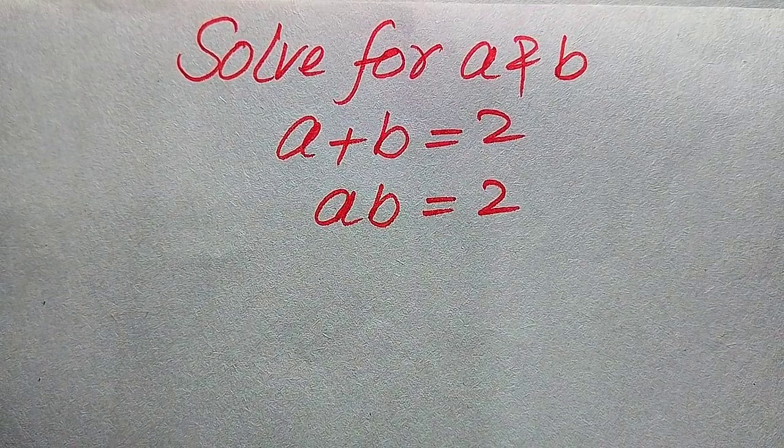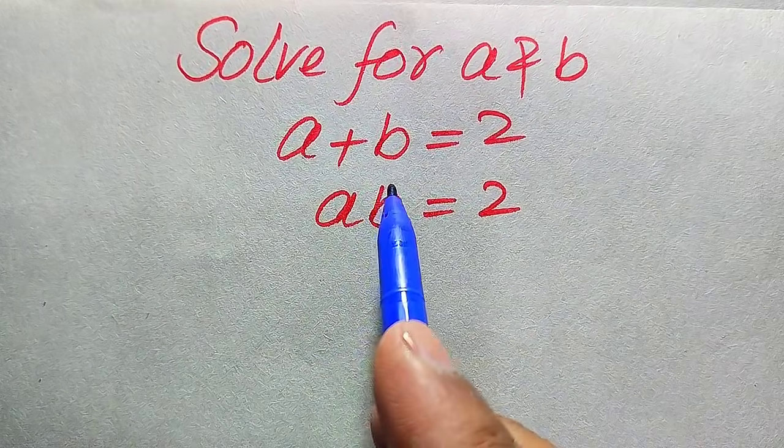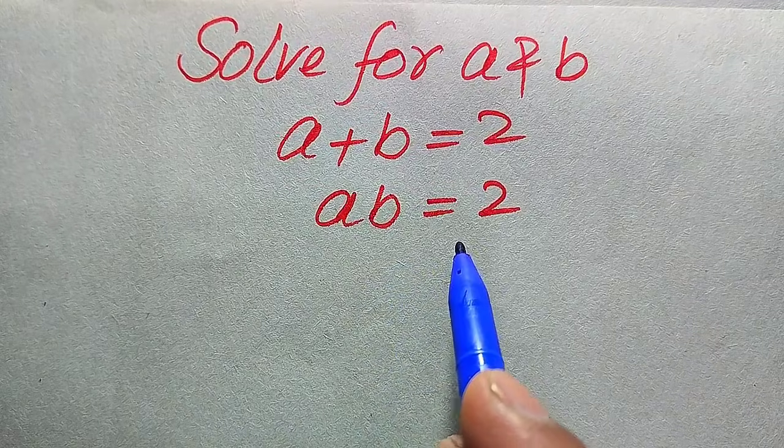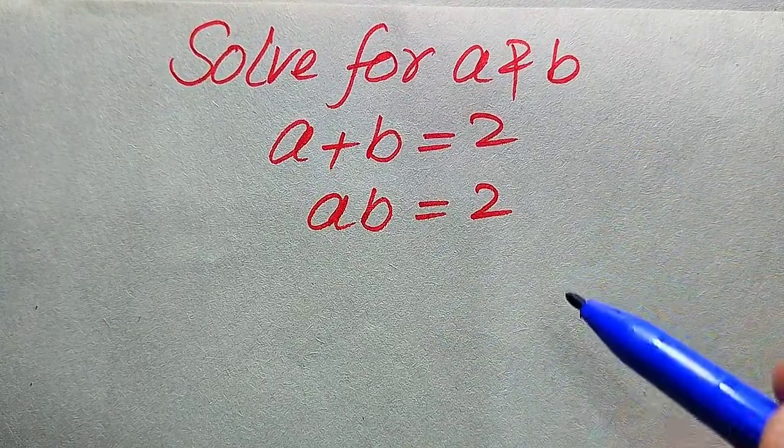Hello everyone, welcome to solve this nice math Olympiad algebra problem. So here we have a + b = 2 and ab = 2, and we solve this problem for all the values of a and b.